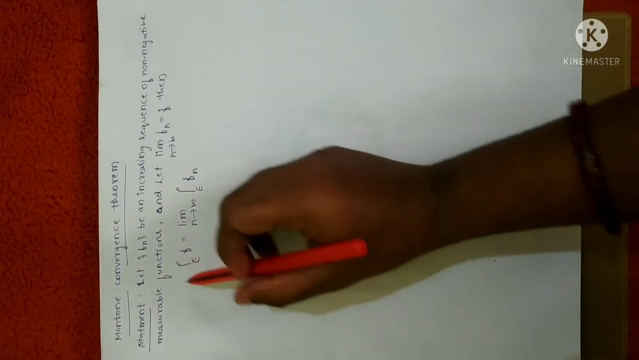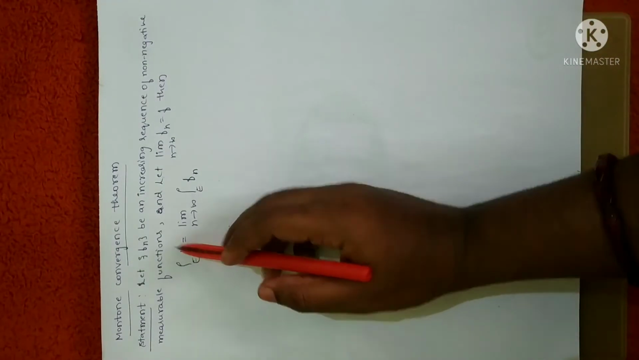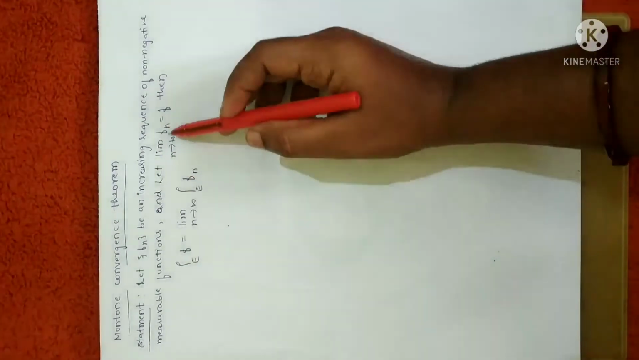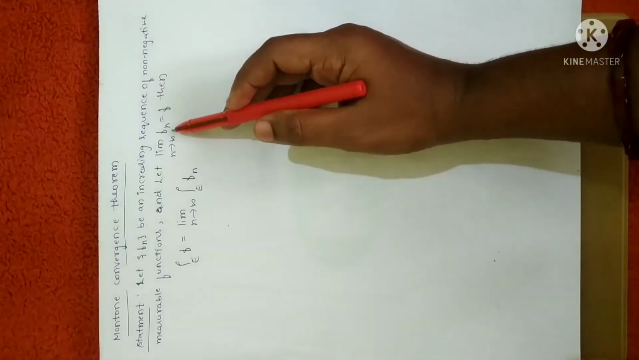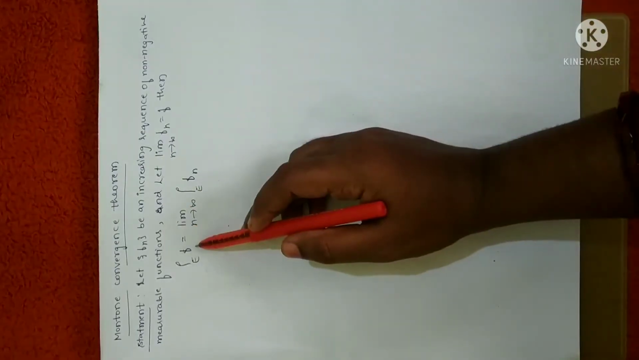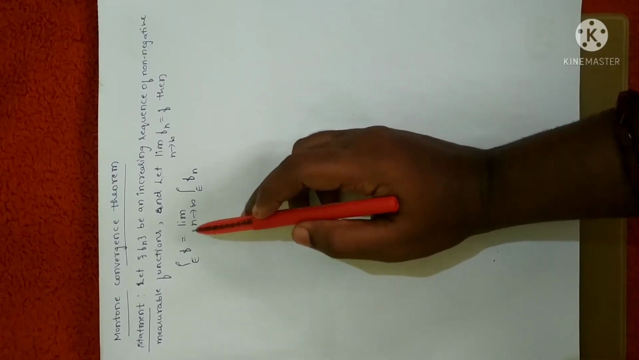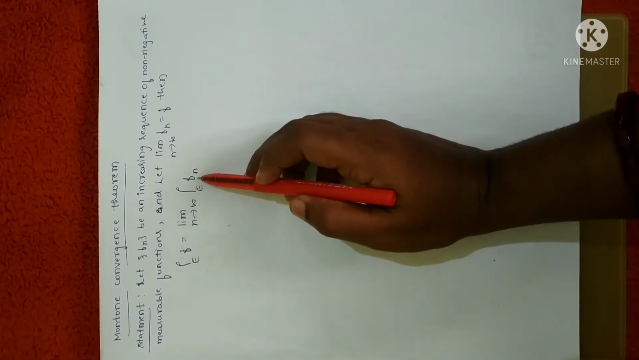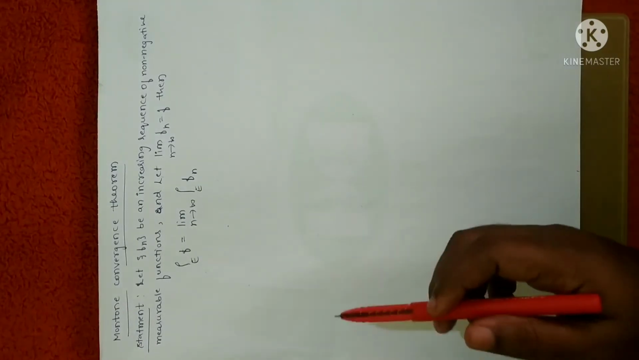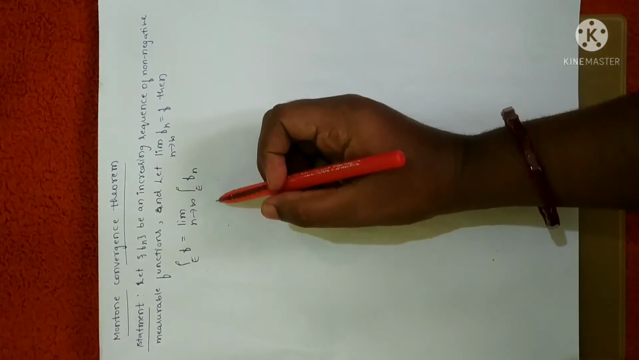The statement is, if fn is an increasing sequence of non-negative measurable functions, and let limit n tending to infinity of fn be equal to f, then we have to prove that the Lebesgue integral over E of the function f is equal to limit n tending to infinity of the integral over E of fn. The statement you have to write without missing any of the terms. Each and every term is important.